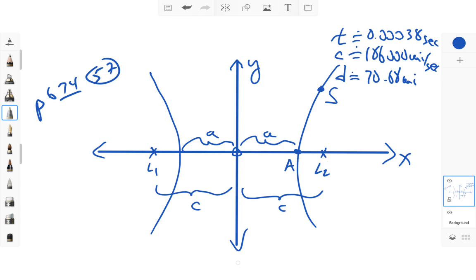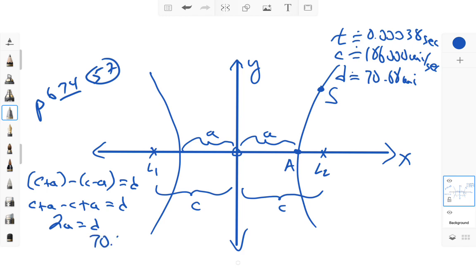So the common difference is the distance from L1 to A minus the distance from A to L2. And isn't that the common difference, D? But remember, how do you subtract? You add the opposite. So it's C plus A minus C plus A is D. So 2A is D. So if D is 70.68 miles, and that's 2A, guess what? We just figured out that A is half of that, which is 35.34 miles.